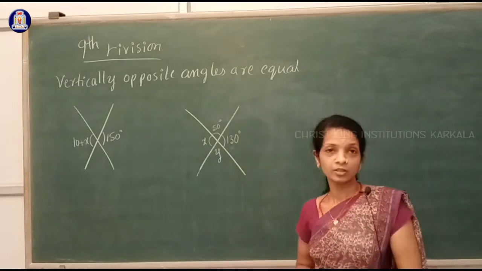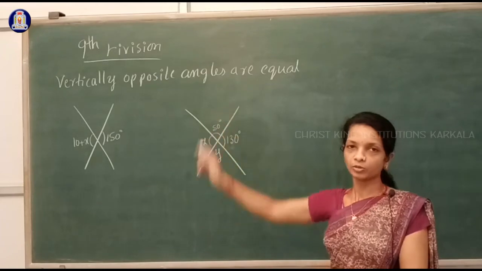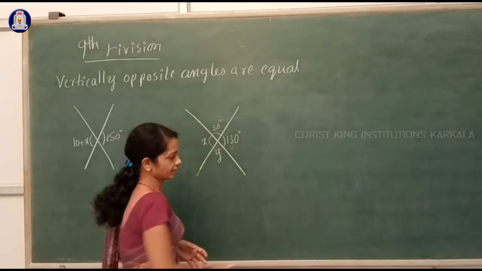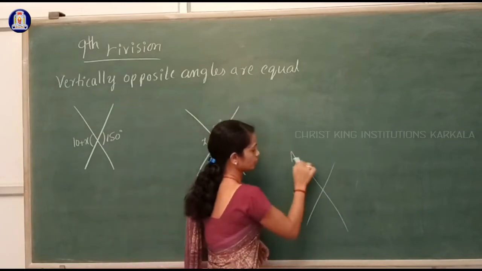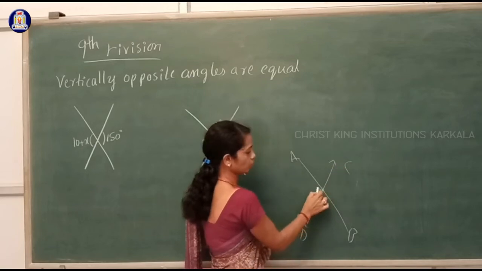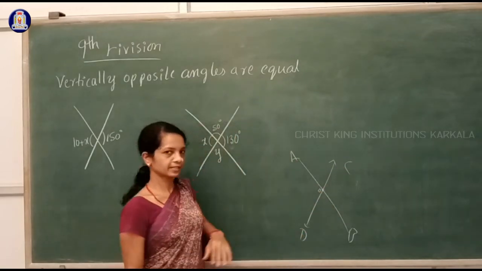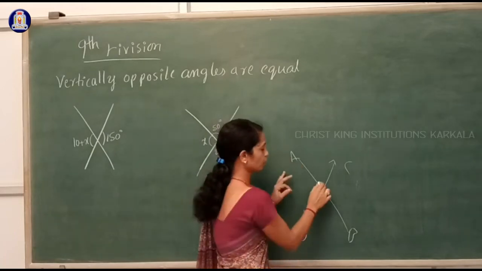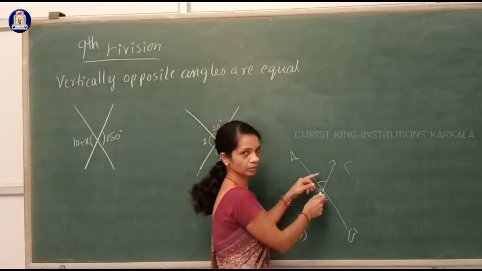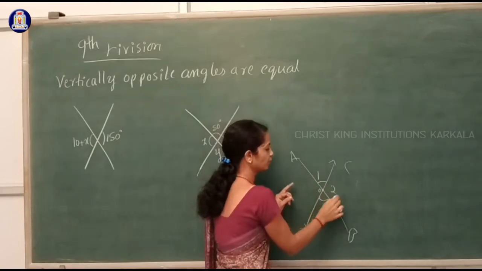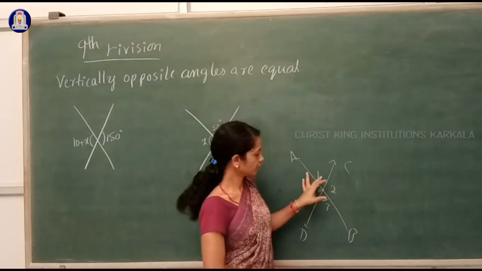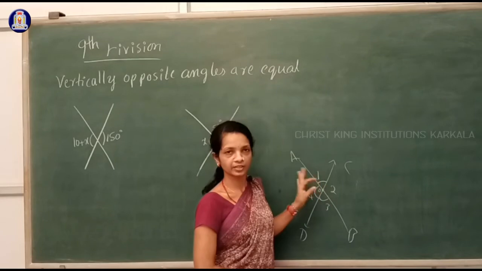Next in revision class, you have to know that vertically opposite angles are equal. When two lines are intersecting each other like this, suppose line AB and line CD, they are intersecting at a point O, then the vertically opposite angles formed are equal. Suppose I name the angles 1, 2, 3, 4, then angle 1 is opposite to angle 3. They are vertically opposite angles and they are always equal.